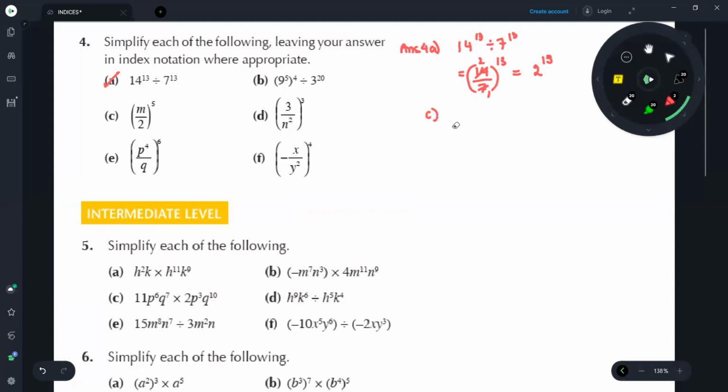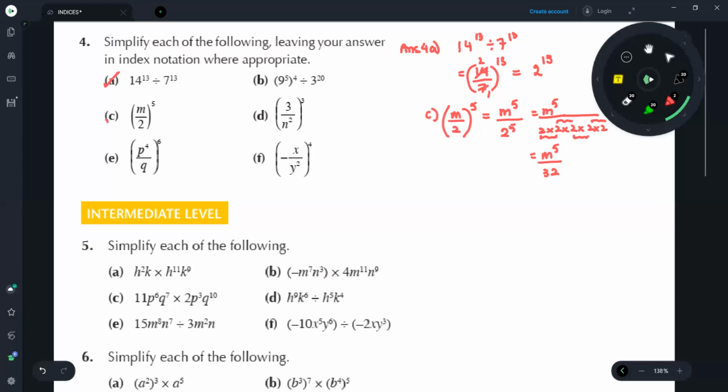Part C is m upon 2 whole thing raised to the power 5. Now, this 5 is applied to the numerator as well as to the denominator. And 2 to the power 5 would mean 2 multiplied by itself 5 times. So I'll just write it down and we multiply 2 into 2 into 2 into 2 into 2, right? What is 2 into 2? 4. And then 4 into 2, 8, and then 8 into 2, 16, and then 16 into 2, that's going to be 32. My final answer is m raised to the power 5 over 32.